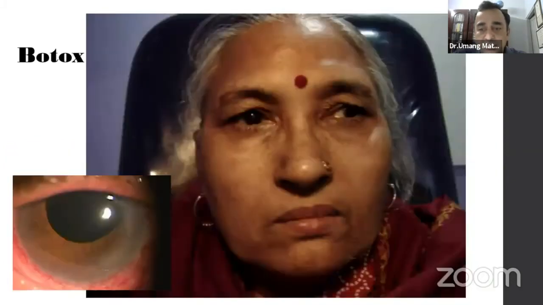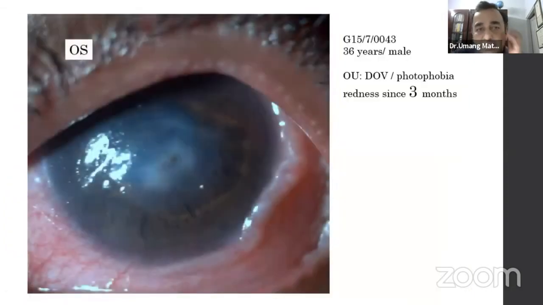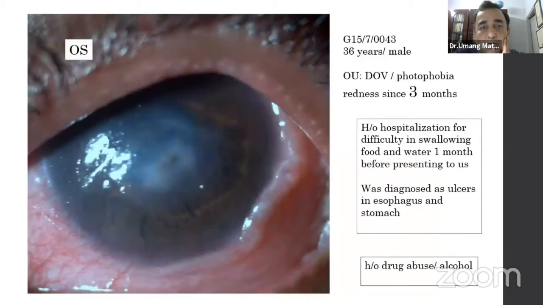This patient complaining of photophobia and a lot of SPKs. And you realize that this is essential blepharospasm. I think my video is not working. And essential blepharospasm could be the cause or the effect.